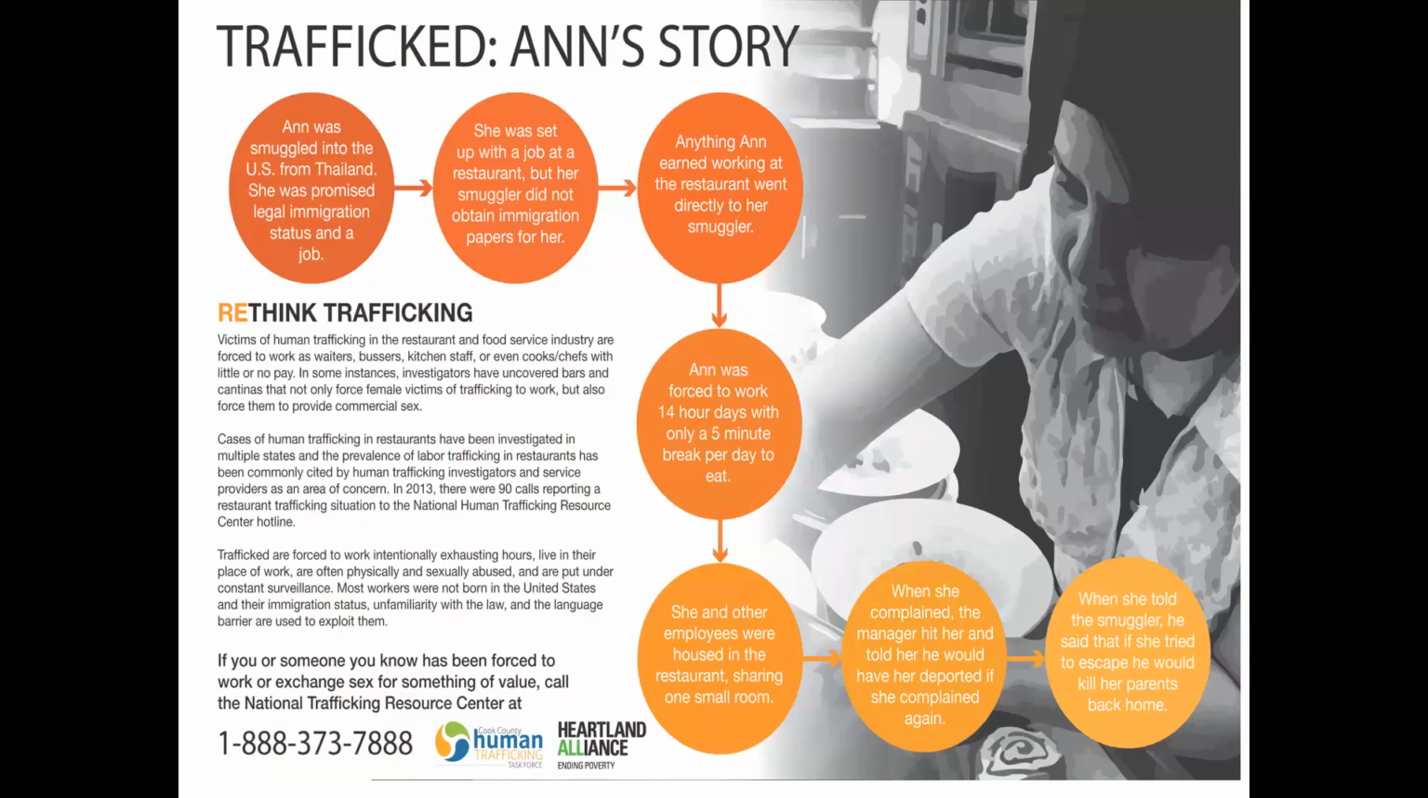When she complained, the manager hit her and told her he would have her deported if she complained again. When she told the smuggler what had happened, he said that if she tried to escape, he would kill her parents back home. Anne's story is one of the common ways that worker exploitation evolves into labor trafficking. We have many indicators of trafficking beyond the smuggling: the long and unusual work hours without much break, her housing situation, as well as the physical violence.